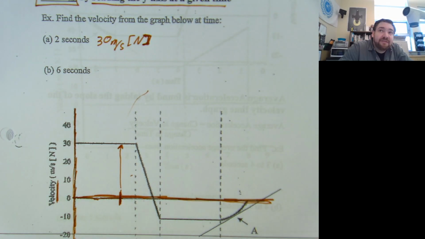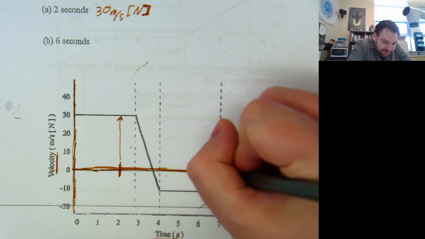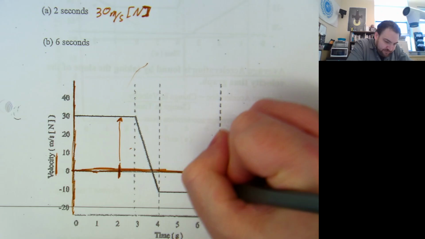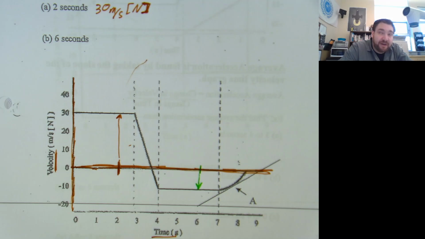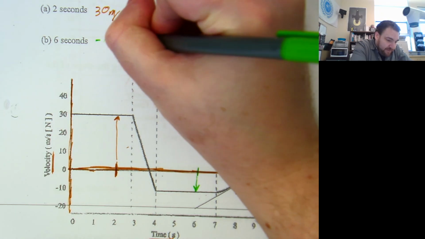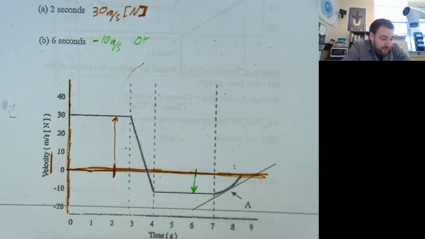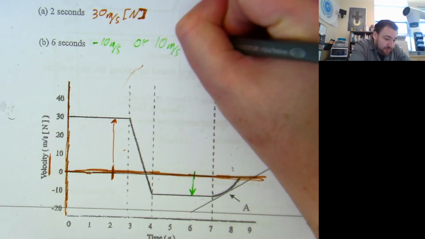At 6 seconds, how fast is our object going? We go over to 6, and we go to wherever the line is. In this case, the line is down. And we read, how fast is the object moving at the 6 second mark? Negative 10 meters per second. Or another way to write that, if north is positive, we could say 10 meters per second south.